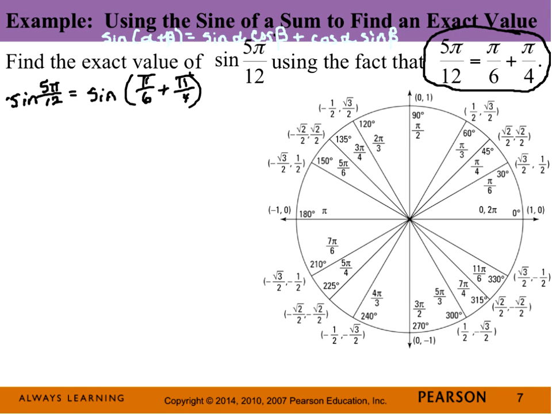So I'm just going to expand it out into that form. So this is the same exact thing as the sine of pi over 6 times the cosine of pi over 4 plus the cosine of pi over 6 times the sine of pi over 4. All right, now all I have to do is locate these values on my unit circle over there and just do the math. So we'll start with the sine of pi over 6. The sine of pi over 6 is 1/2. And the cosine of pi over 4 is square root 2 over 2.